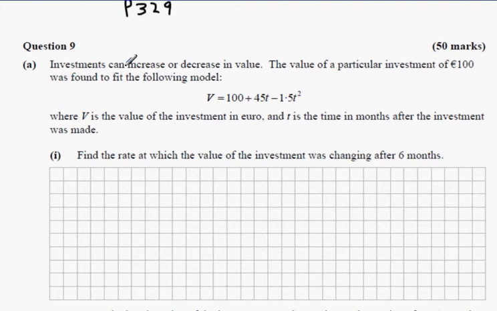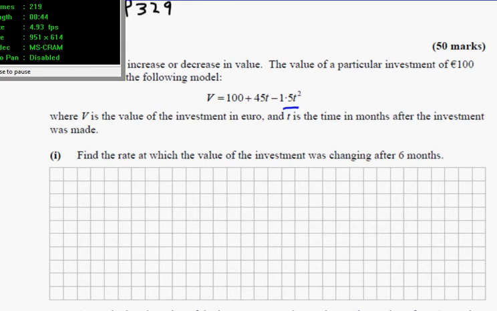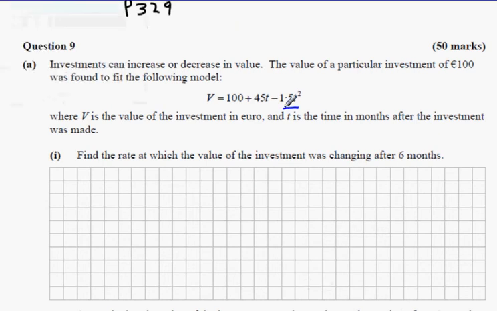So, investments can increase or decrease in value. The value of a particular investment of €100 is found in the following model: Phi equals 100 plus 45t minus 1.5t squared. Can anybody identify what type of equation that is and why would you call it that equation? It is a quadratic equation because of the variable t squared.